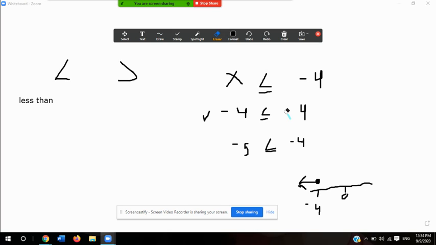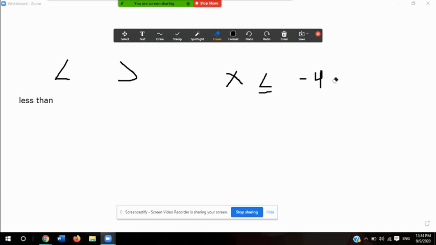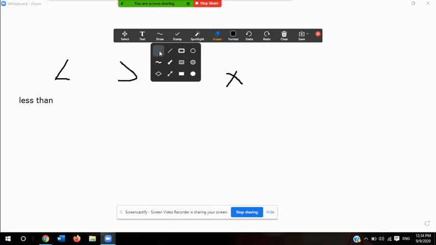Let me change that. What if instead of x is less than or equal to negative 4, I had x is greater than or equal to, I'll think of a number now, 5. X is greater than or equal to 5. So here we have x is greater than or equal to 5.